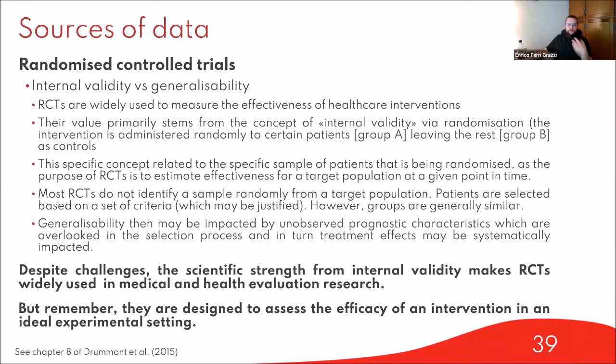because the purpose of trials is to estimate the effectiveness of a treatment in a target population at a given point in time. Most trials select a sample based on some criteria, and sometimes that is justified for feasibility purposes. However, groups are generally similar, which allows us to maintain the internal validity, which implies inherent scientific strength to the findings of trials. The results, however, sometimes cannot be generalized to the wider population, because the trials are carried out in a highly experimental setting.